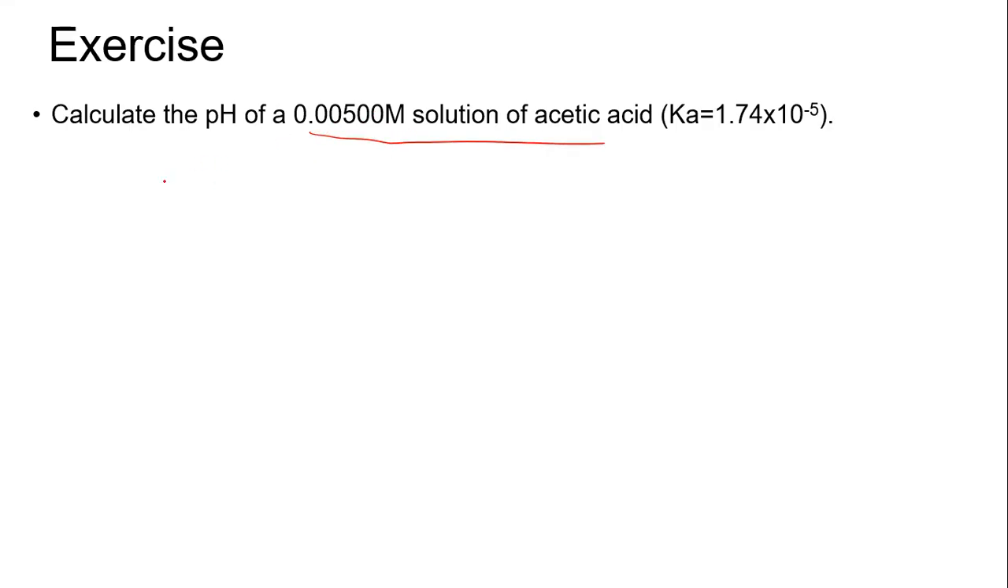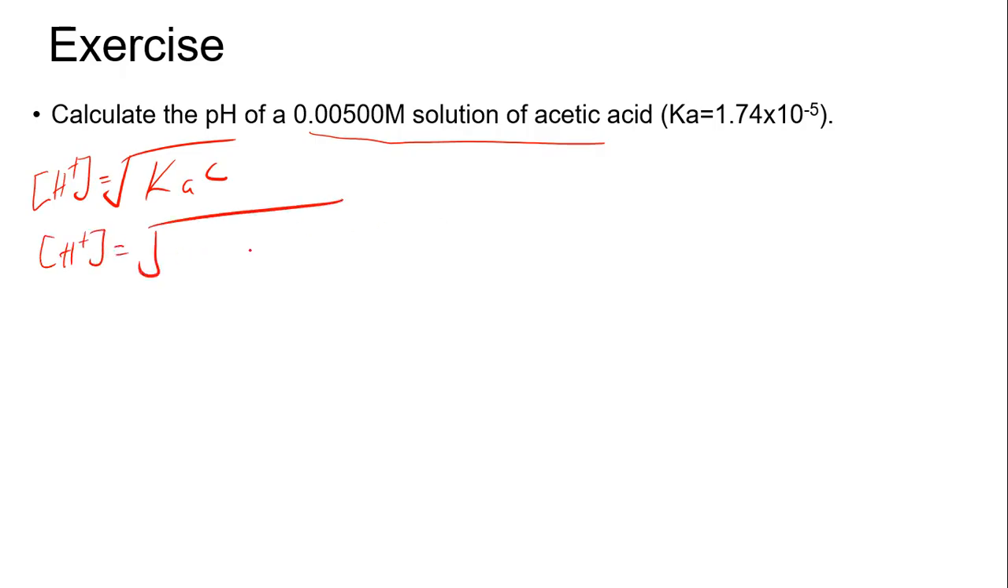Concentration, yes. So the simplest way is to use your formula. The H+ ion is equal to the square root of Ka times C. So the H+ ion concentration should be equal to the square root of the Ka, which is 1.74 times 10 raised to the power negative 5, times the C. The C is 0.005, right? This one can help us to get our H+ ion concentration. Right, after getting our H+ ion concentration, we can use that to find our pH.